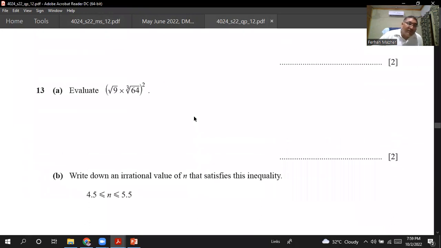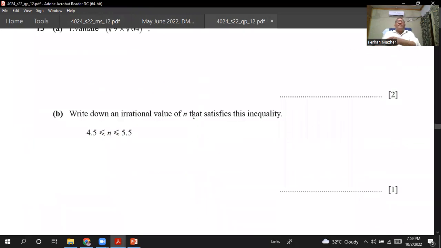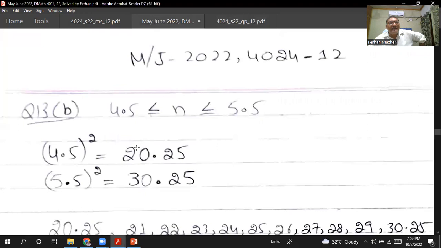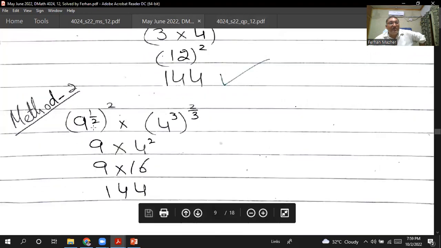He says question B part. He says write down an irrational value of n that satisfies this inequality. He says write an irrational number between 4.5 and 5.5. The technique is very simple. You will square 4.5. You will also square 5.5, and you will see what numbers you get. Okay. So this is the second method to solve that question.